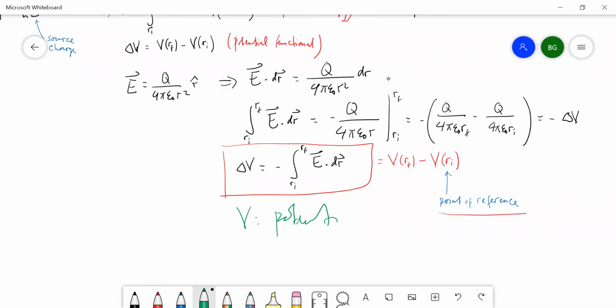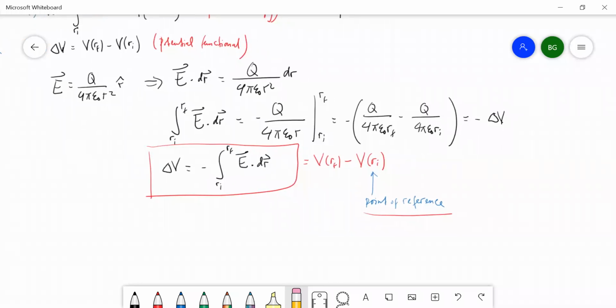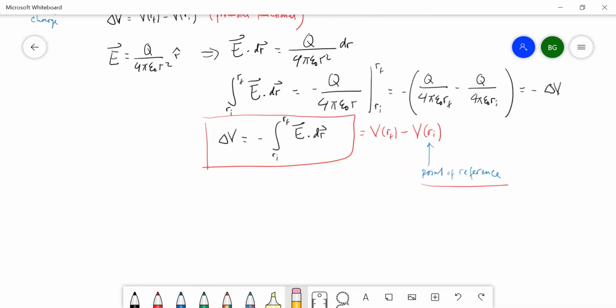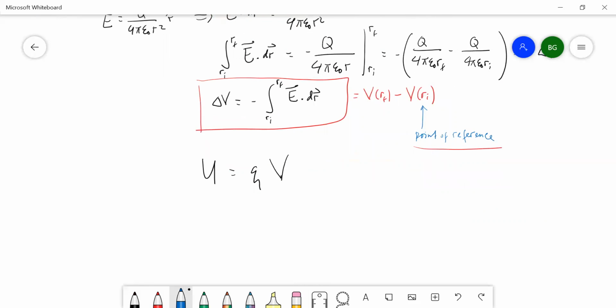I mean, how is that different from potential energy? Oh, okay. The difference between potential functional and potential energy. Okay, good. So the potential energy, you just have, let's say, U is QV. So this Q here is usually a test charge, and this V is from the source.